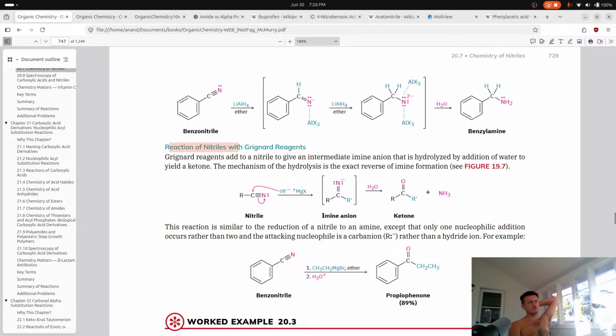Okay, reaction of nitriles with Grignard reagents. Grignard reagents add to a nitrile to give an intermediate imine ion that is hydrolyzed by addition of water to yield a ketone. The mechanism of the hydrolysis is the exact reverse of imine formation.